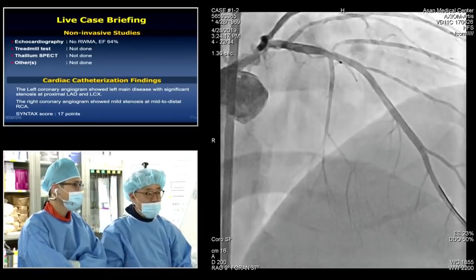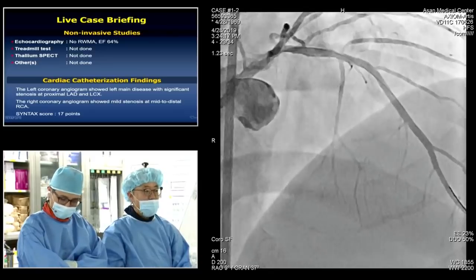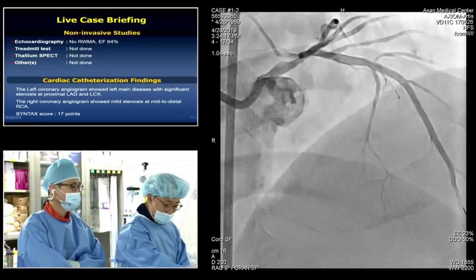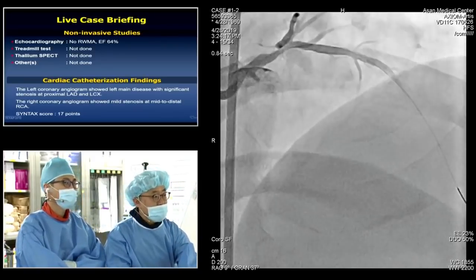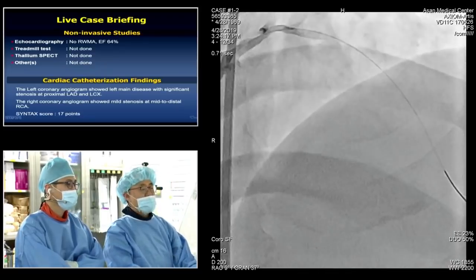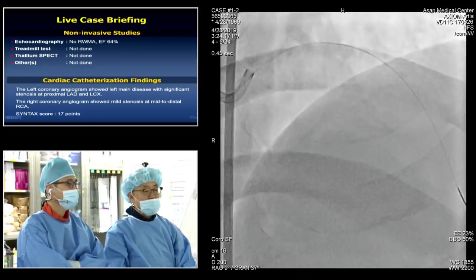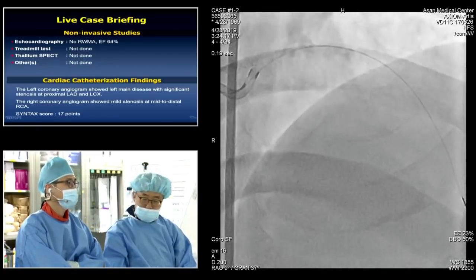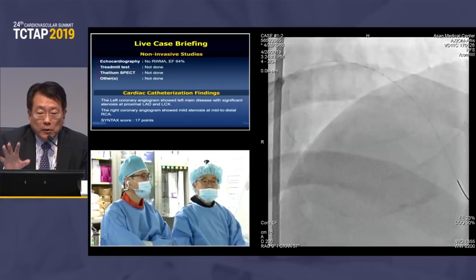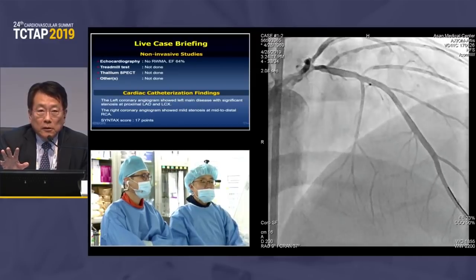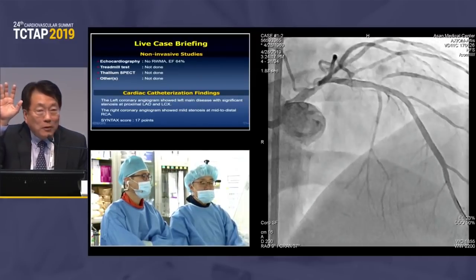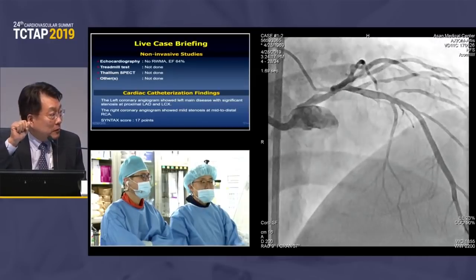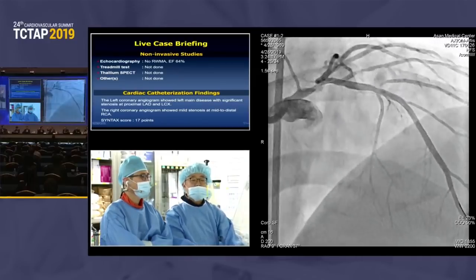Any comment or question from the panel or audience? Dr. Bang is here, Antonio is here. How to operate is good. However, before that, the right coronary artery is quite good. For this bifurcation left main disease, would you want bypass surgery for this patient, Antonio? I would say yes.